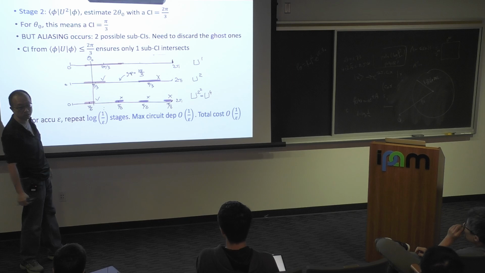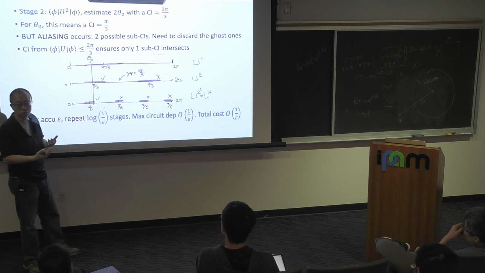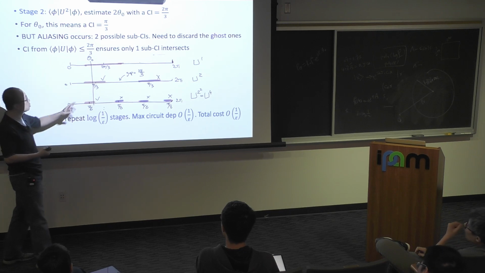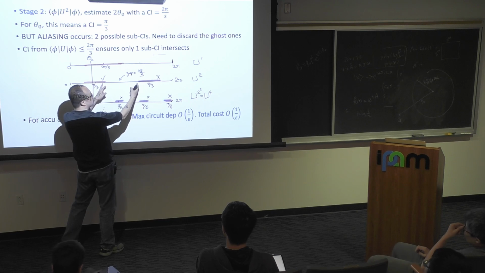Each have the pi over 3. Now, which one? There's one real one, and another one is a ghost one. How do you discard the ghost one? Well, this is where 2 pi over 3 comes in, because the gap between these two, the real one and the ghost one, is actually 2 pi over 3.